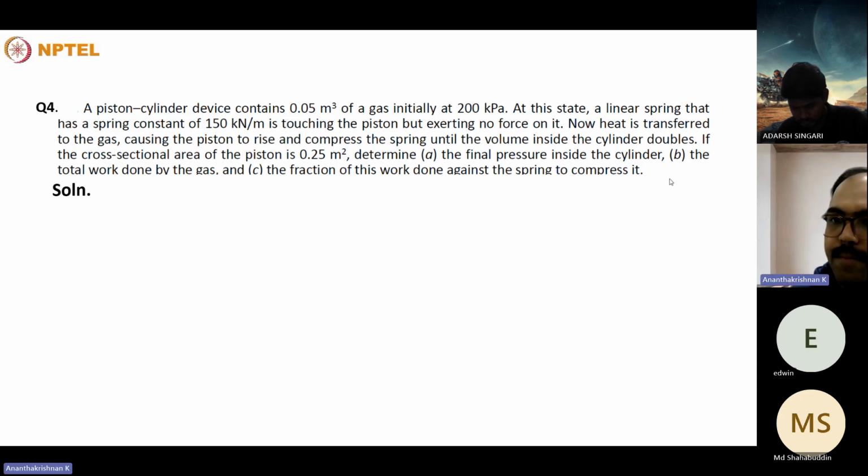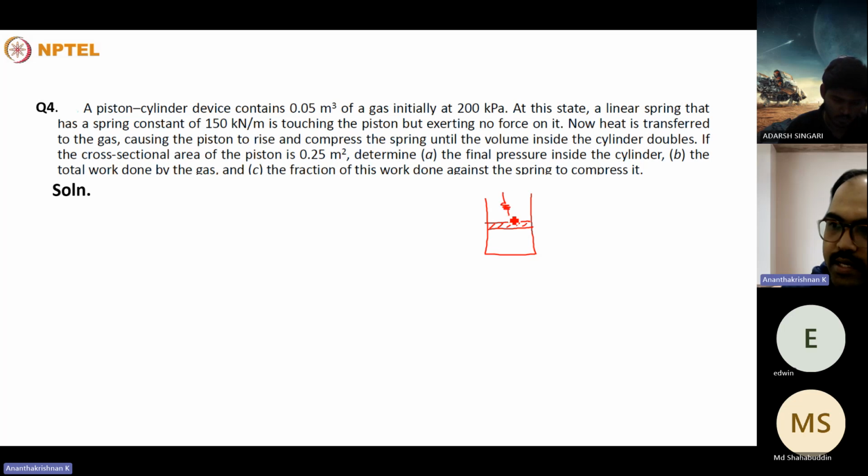So this is a case of a piston cylinder device. It contains 0.05 meter cube of a gas, initially at 200 kilopascal. At this state, a linear spring that has a spring constant of 150 kilonewton per meter is touching the piston but exerting no force on it. If I try to draw it, there is a piston and a spring that is connected on the other side to the side where there is gas.